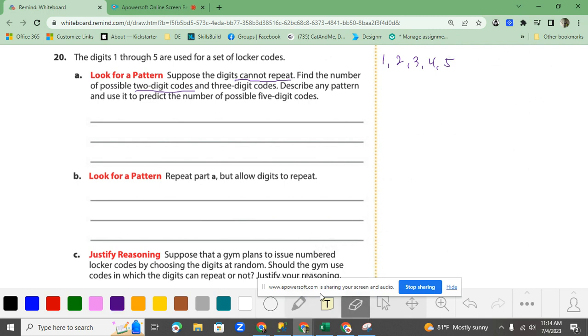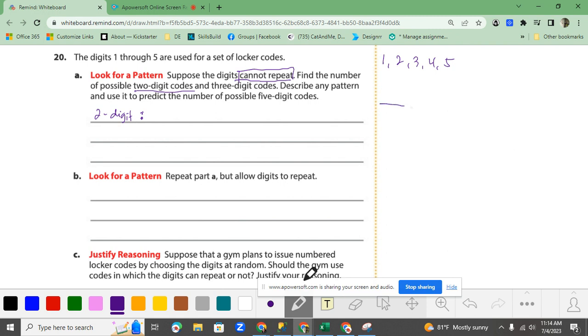Okay, so for something like this, the key is this part right here. It says cannot repeat. So this is without repetition. You want to know how many numbers to choose from, which is in this case 5, and you want to find out how many digits you need for the code. So for the first one, you have a two-digit code. We want to find out how many combinations there are. So I want to visualize it by using this.